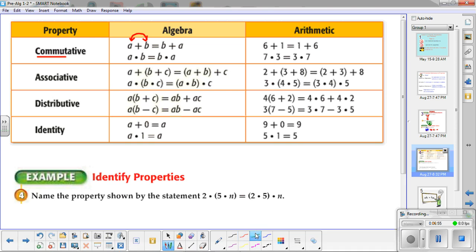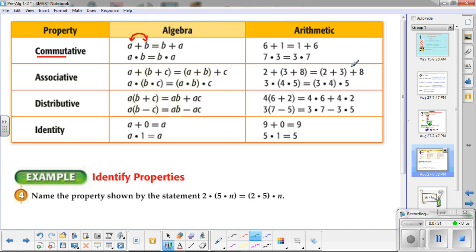Next up, we have the associative property. Again, this is only for addition and multiplication. The associative property means you can change the grouping, or what you do first in the problem, when it comes to addition and multiplication, and you will still get the same answer. So, for example, in this problem, if I add the 3 plus the 8, I get 11, and 11 plus 2 is 13. Or I could add the 2 and the 3 first and get 5, and 5 plus 8 is 13. I get the same thing either way.